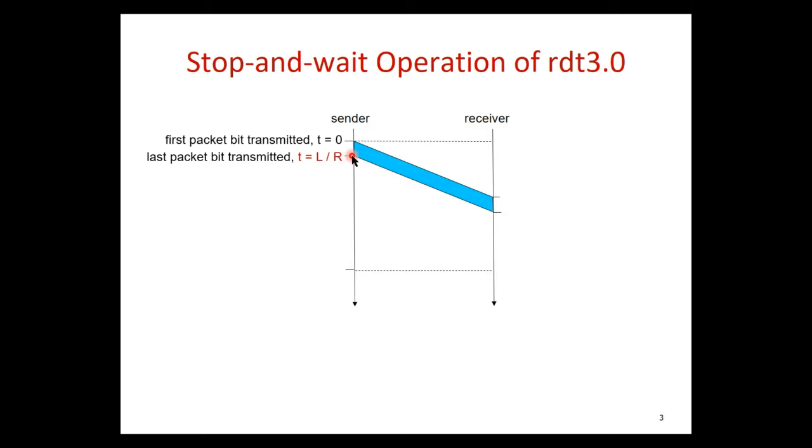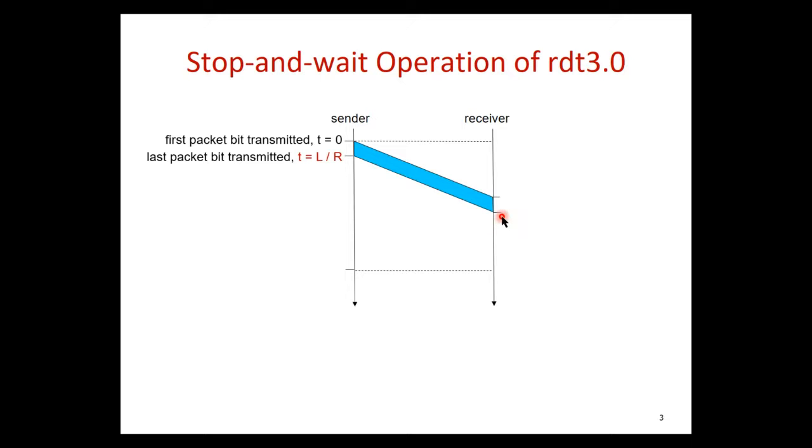Now, that last bit will need some time to propagate to reach the receiver, and that is the time we see here. This is the time. So after an additional propagation delay time, the last bit is received at the receiver at this point in time.